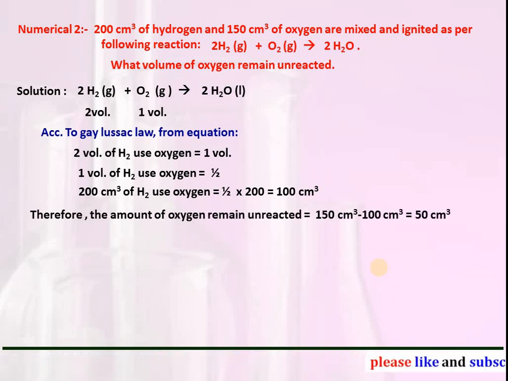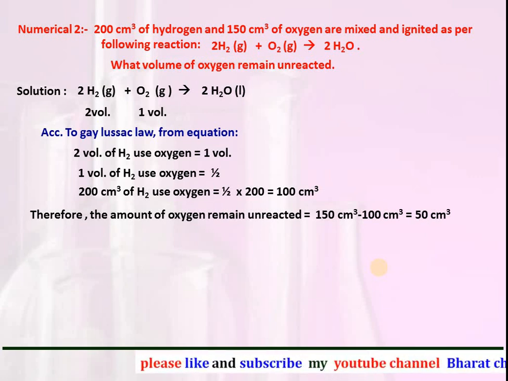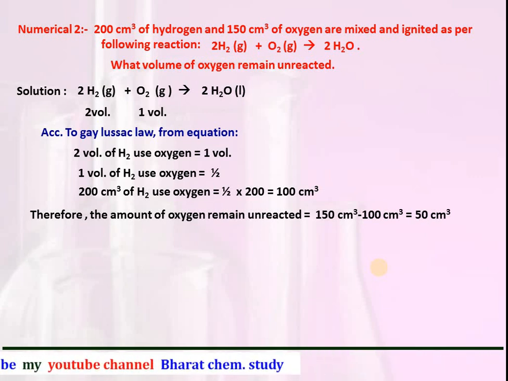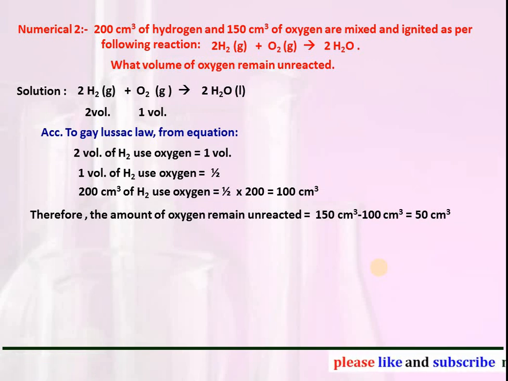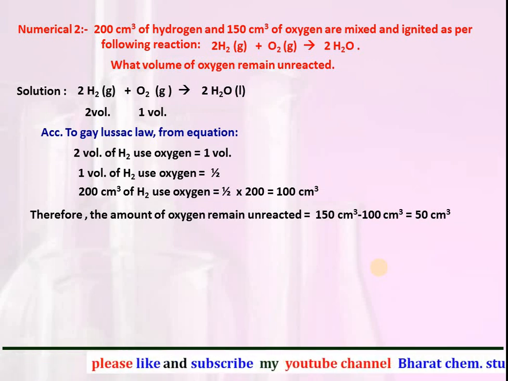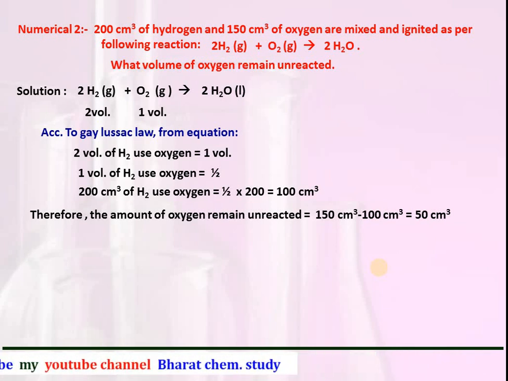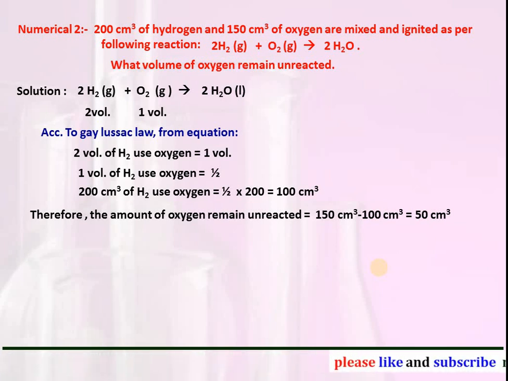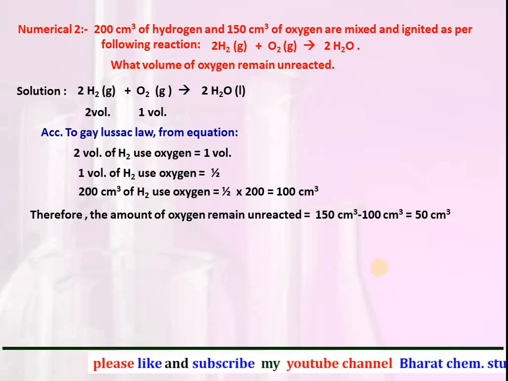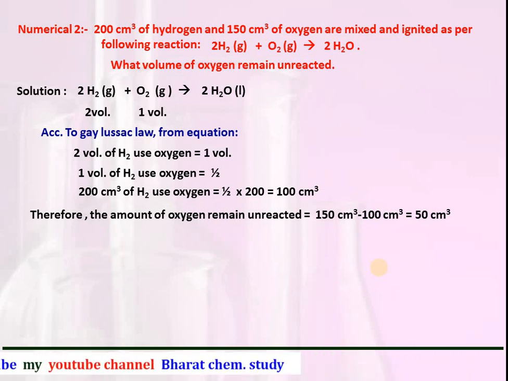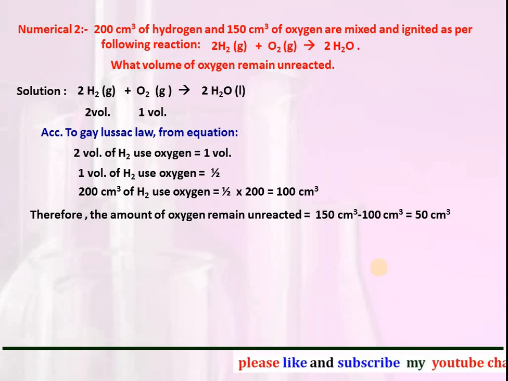Therefore, the amount of oxygen remaining unreacted can be calculated by subtracting the amount of oxygen used from the amount of oxygen given, that is 150 centimeter cube minus 100 centimeter cube is equal to 50 centimeter cube. So, by solving the numerical, we have found that 200 centimeter cube of hydrogen requires only 100 centimeter cube of oxygen, and 50 centimeter cube of oxygen remains unreacted.